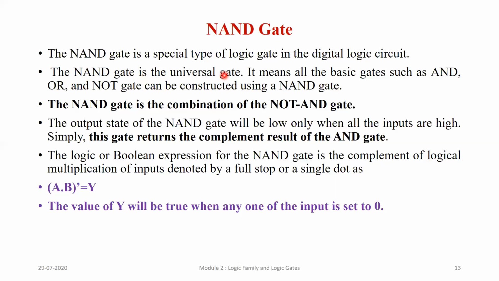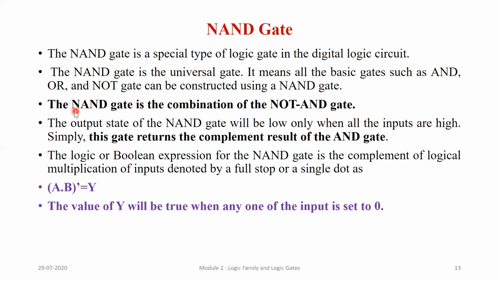So a short question of 2 marks or 5 marks might come in the exam: why are NAND and NOR gates called universal gates? Because we can construct any basic gate, such as AND, OR and NOT, which are my 3 basic gates, using a NAND gate or a NOR gate. That's why they are given the name universal gate. Tomorrow in the next lecture we will see how we can make an AND gate using NAND, an OR gate using NAND, and a NOT gate using NAND. That question also comes in the exam.